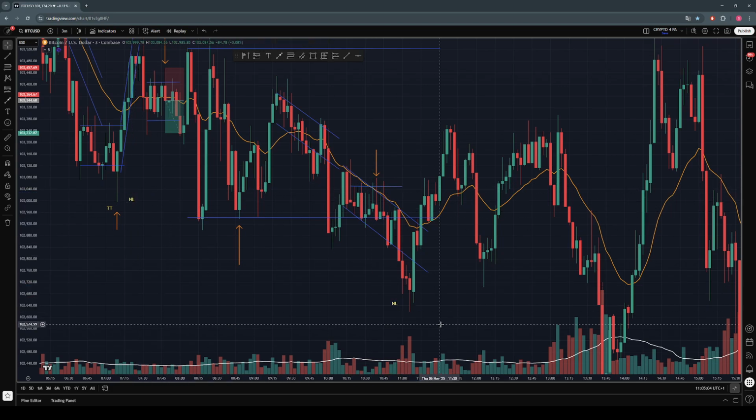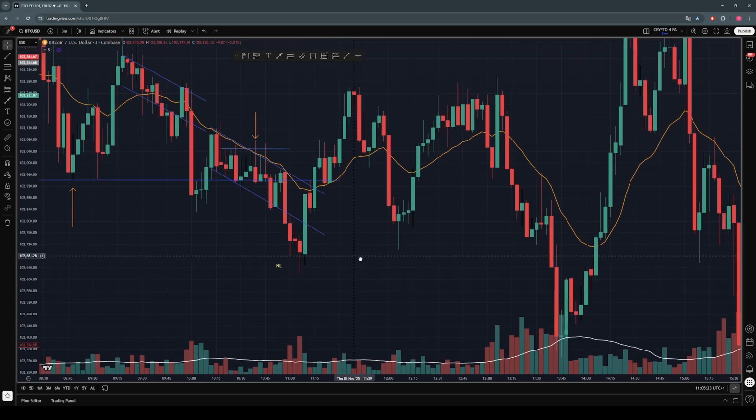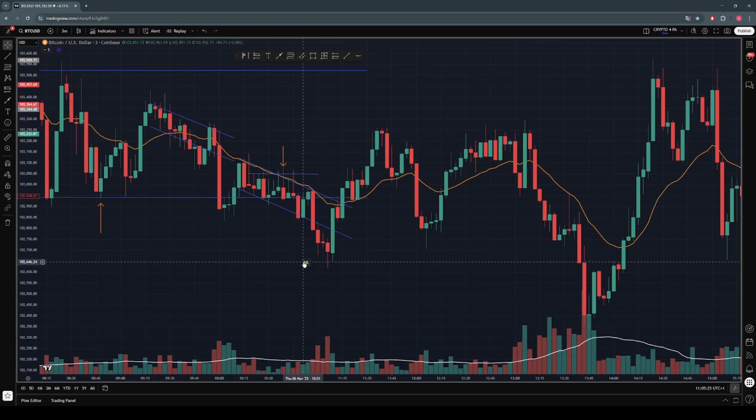I always find this with Bitcoin that there is no, for me at least, in my opinion, on my 3-minute candles, I don't find that many trades. I mean, there are some, of course, but it's just not clean enough. It's all messy.